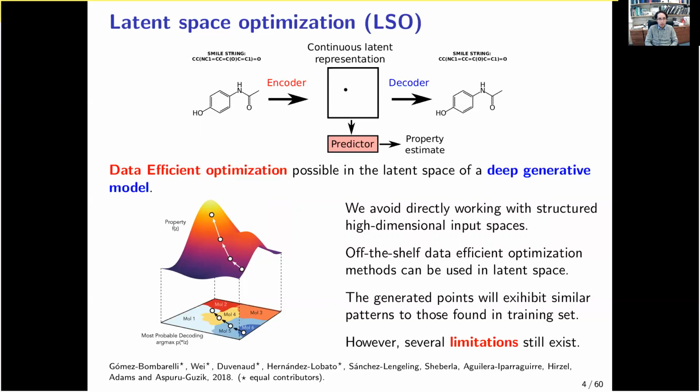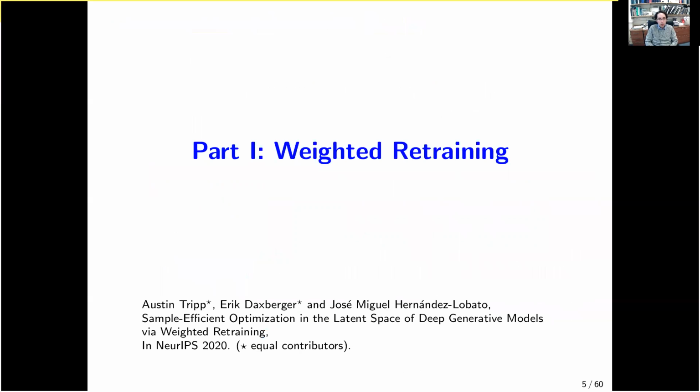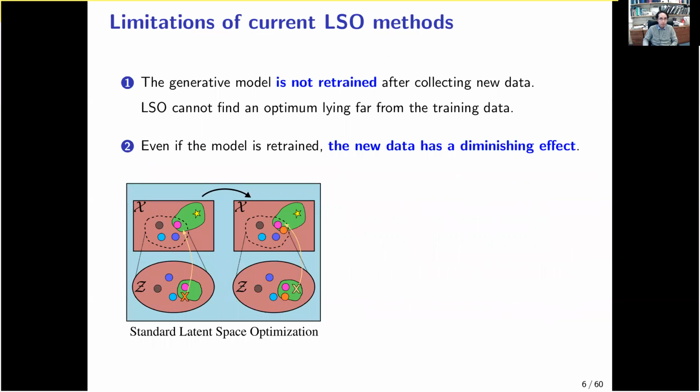So this is great. This is a promising approach, but this approach also has some limitations. And in this talk, I'm going to describe new contributions that will address some of the existing limitations of this type of models. The first part of the talk is going to focus on weighted retraining, which is a method that has already been accepted for presentation here at NeurIPS. And here I'm just going to give a brief description of this method.